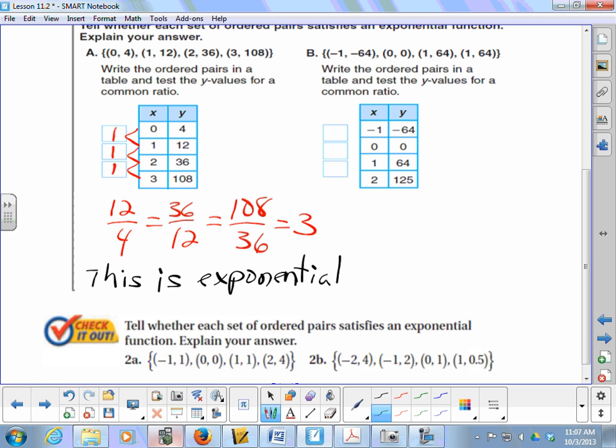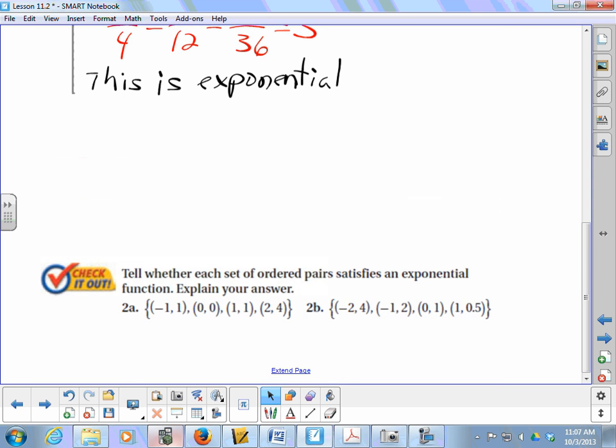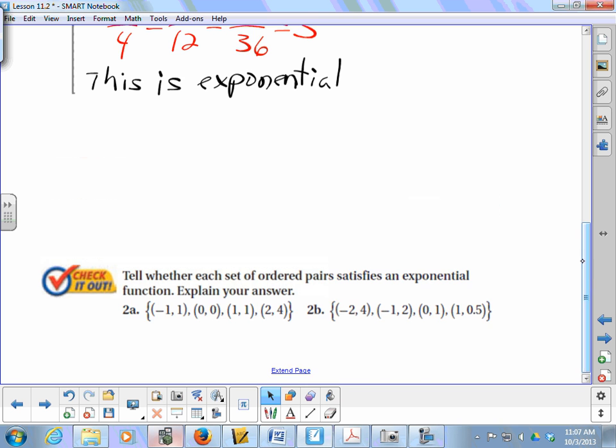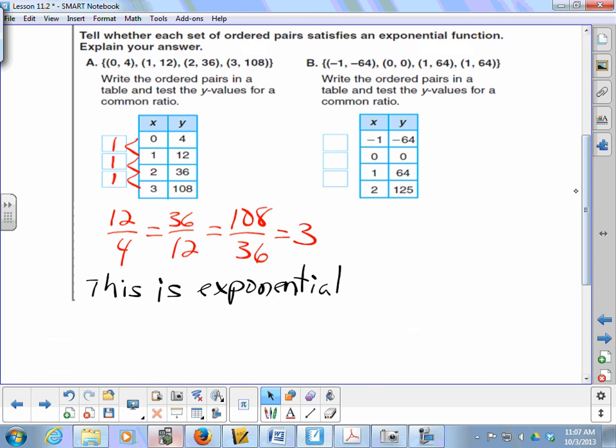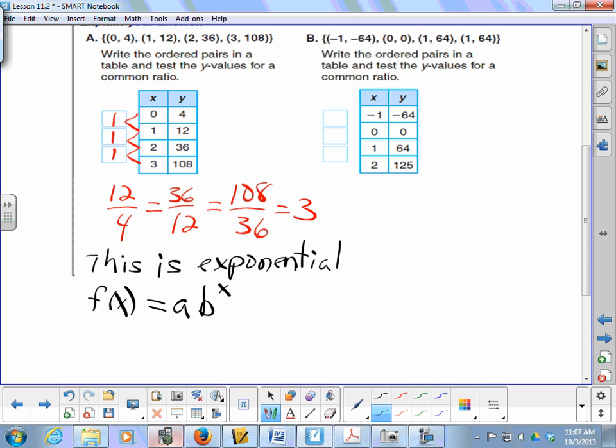Now, since it's exponential, that means we could actually write the function, and I want to do that. So our general function for exponential is f of x equals a times b to the power of x. Now, looking at this table of values in our answer, can you tell me what a and b are? What are a and b?